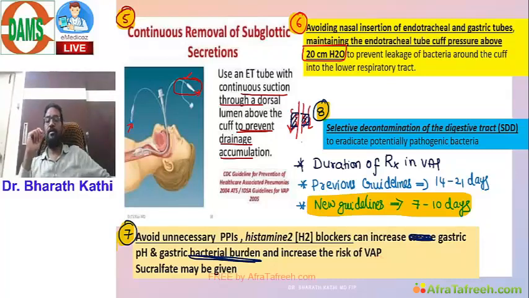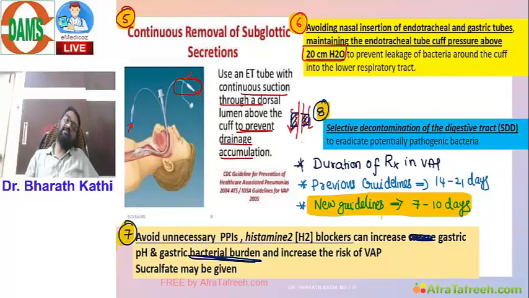In 2019, we have the IDSA guidelines. It has clearly mentioned that many studies have shown that there is no difference between treatment of 14 to 21 days or 7 to 10 days. So there was not much difference. So new guidelines mention that if the patient is clinically improving, the treatment duration should be 7 to 10 days. So now it is 7 to 10 days.